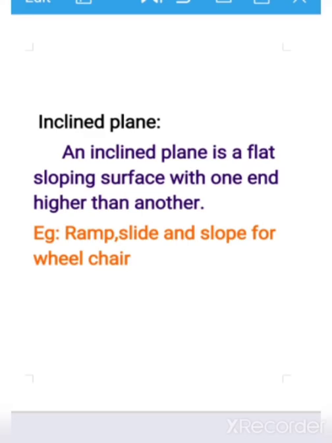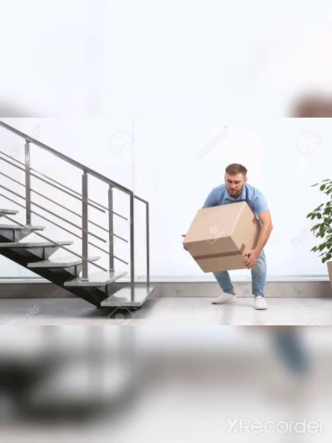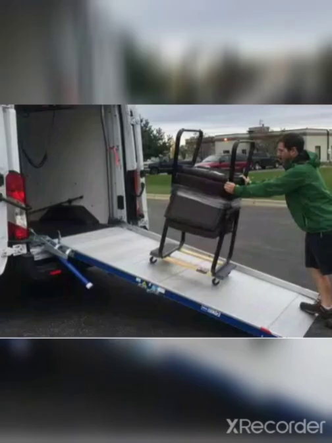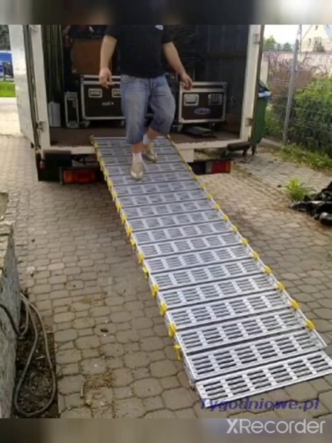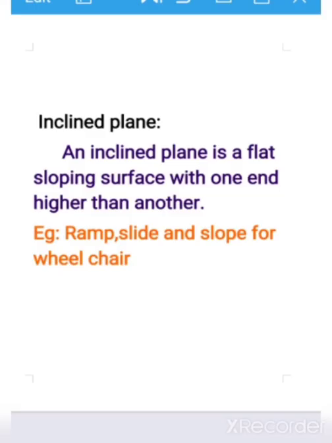Inclined plane, see the picture. Rolling a box up a ramp is easier than lifting it. That means an inclined plane is a flat sloping surface with one end higher than the other. For example, ramp, slide and slope for wheelchair. So these are the examples of inclined plane. So rolling a box up a ramp is easier than lifting it.